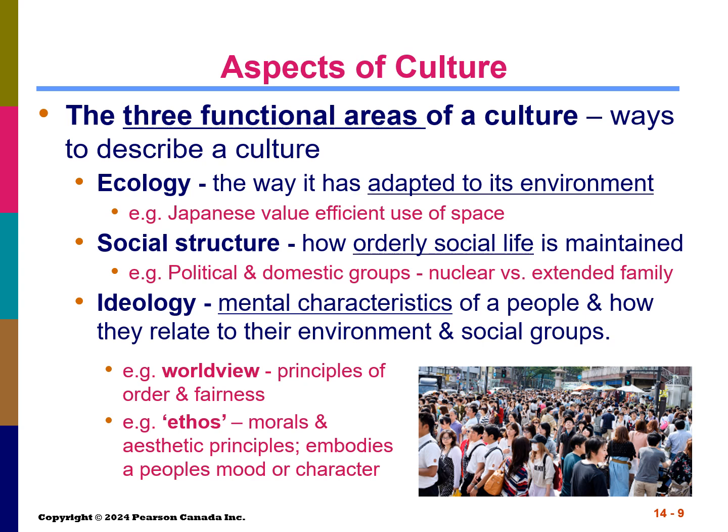Second, it's social structure, how orderly social life is maintained. For example, the dominant political and domestic groups. Perhaps it's the nuclear family, or maybe the extended family. And finally, it's ideology, the mental characteristics of the people, and how they relate to their environment and social groups. For example, their worldview, their principles of order and fairness, and their ethos, their morals and aesthetic principles, the mood and the character or spirit of the people. It explains the way they do things and why they do things that way.